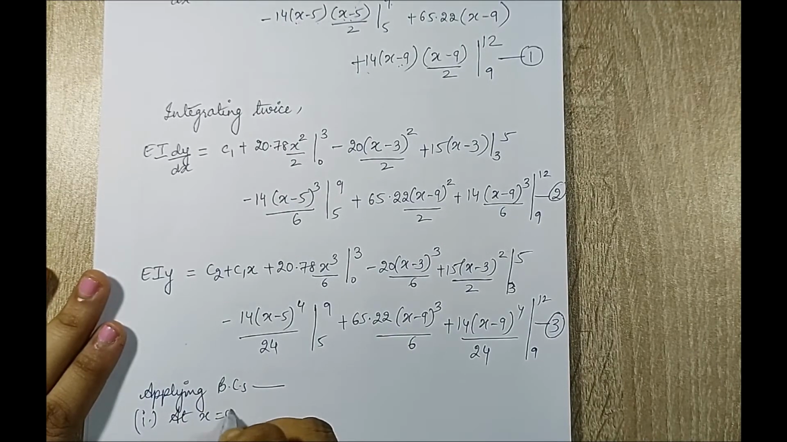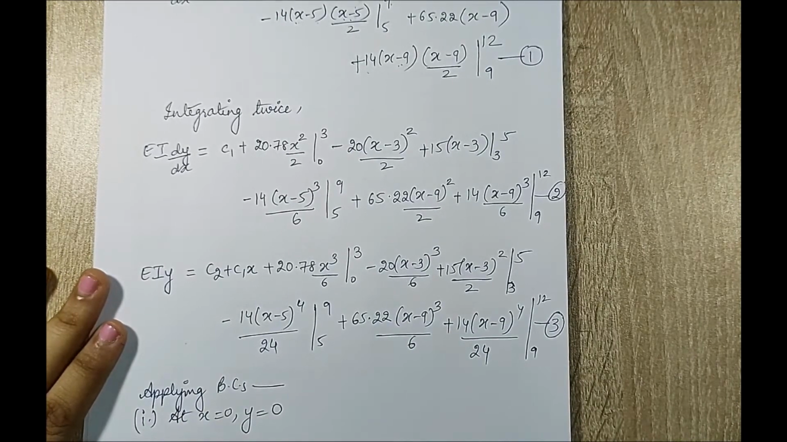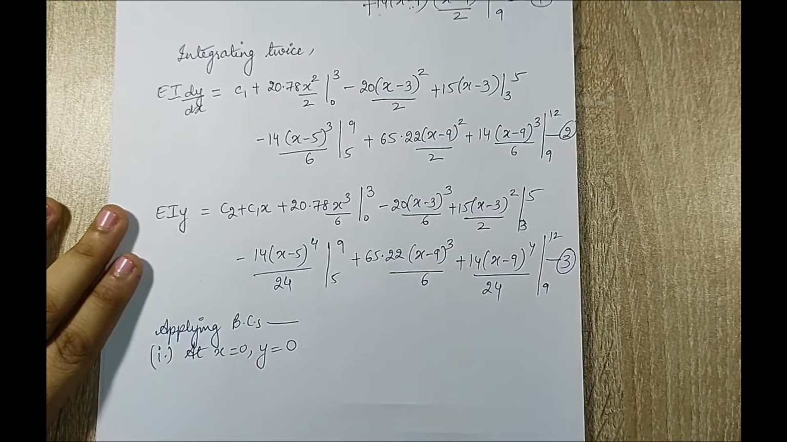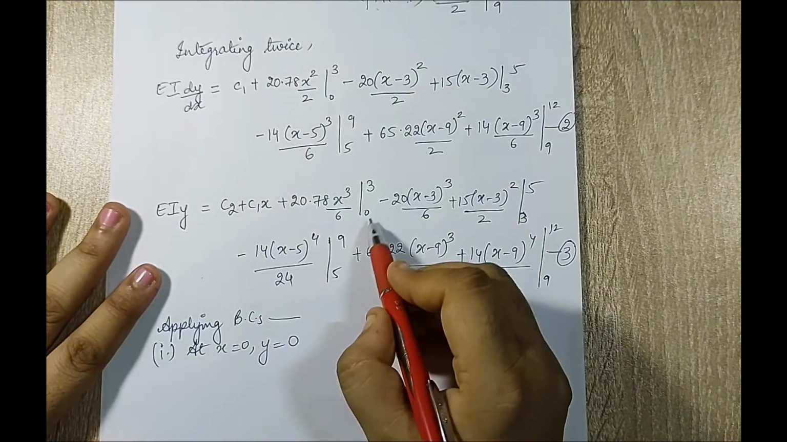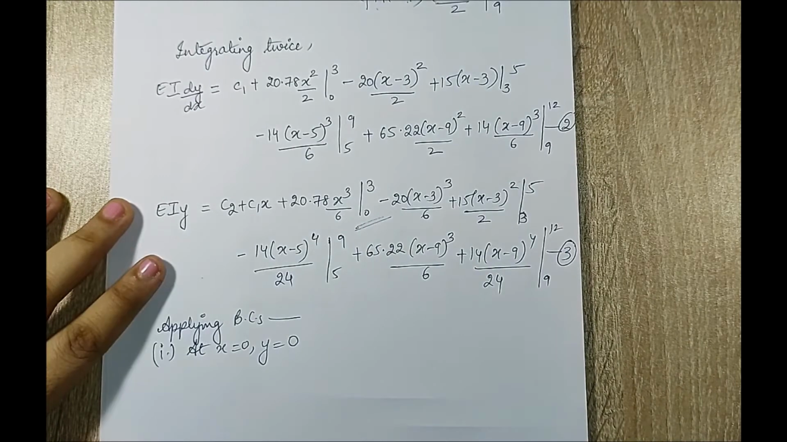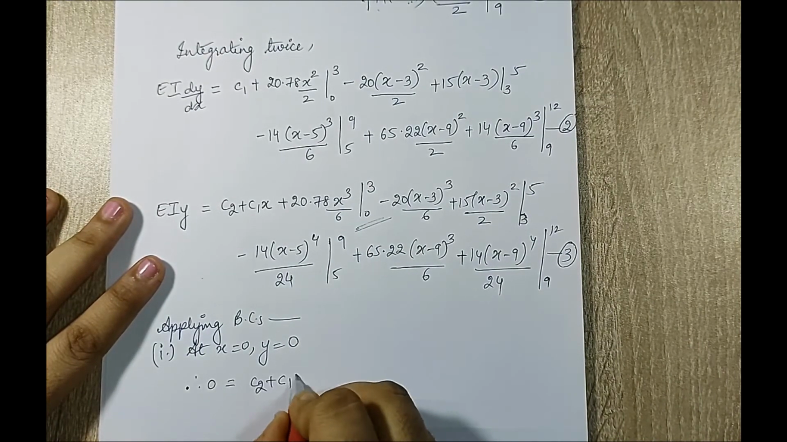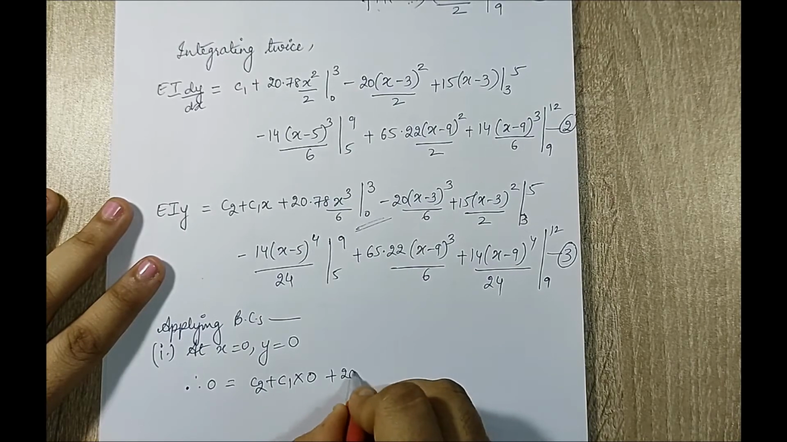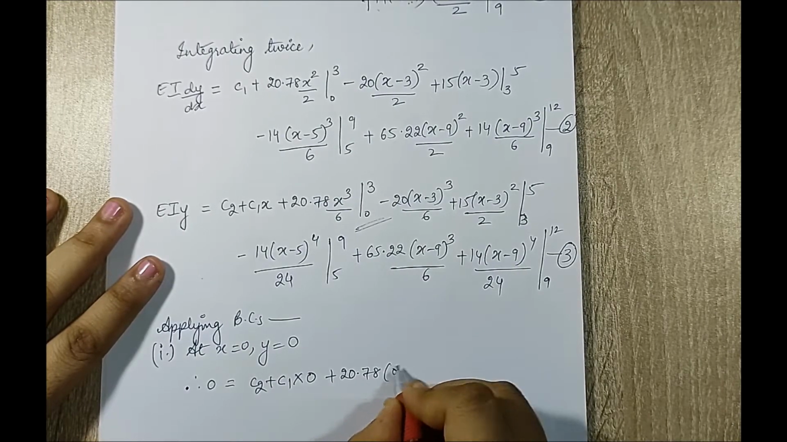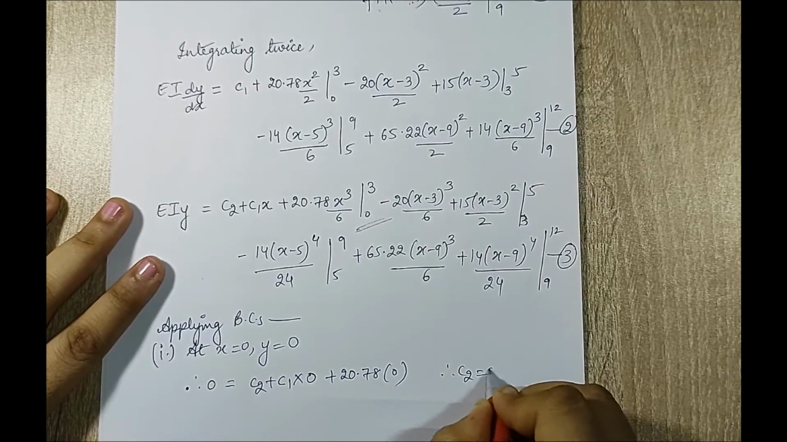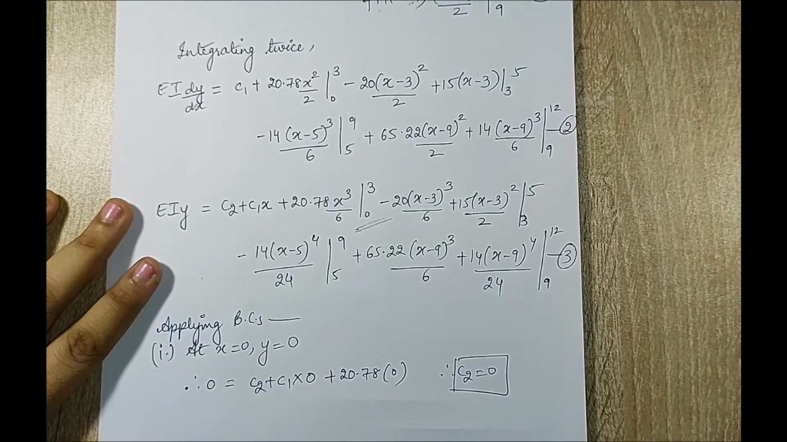At x equal to 0, y is equal to 0. Now when I say x is 0, y is 0, I am talking about point A. So I am going to write only till here. Left hand side will be 0 is equal to C2 plus C1 into 0 plus 20.78 into 0. So therefore my value of C2 will directly become 0.